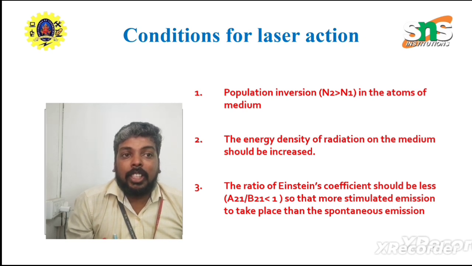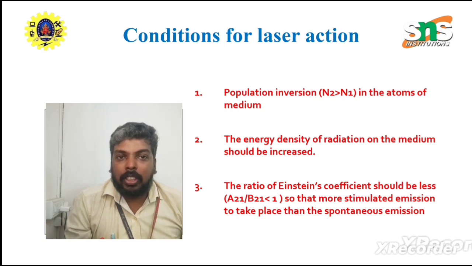Then the ratio of the Einstein coefficients, that is the emission coefficient A21 and B21, should be less than 1, so that stimulated emission takes place more than spontaneous emission. So that is the Einstein theory of laser action for spontaneous and stimulated emission.